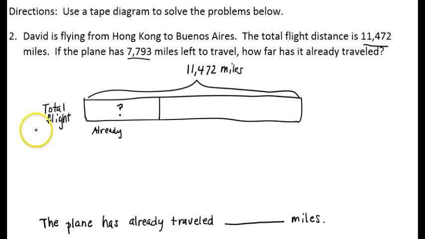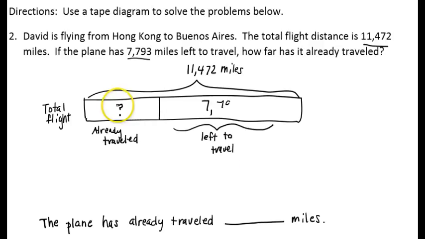already traveled. I do know the portion that they have left, so I'll say left to travel. And that amount is 7,793 miles. So I know my total distance, I know part of it. In order to find the other part, I just need to subtract the two numbers.